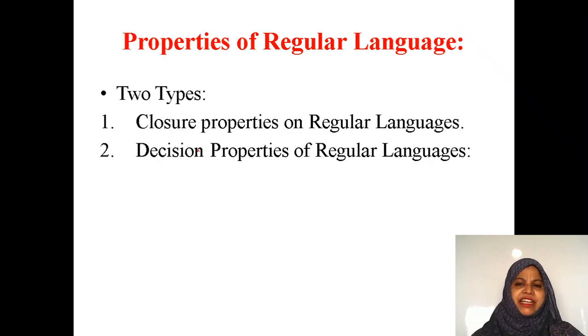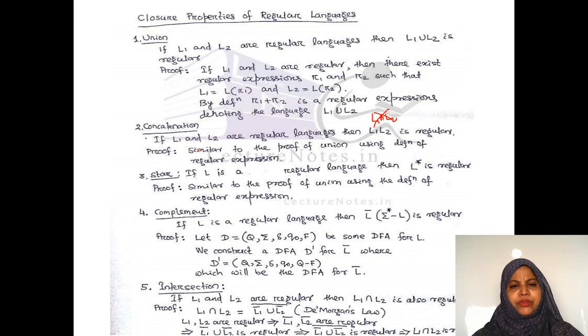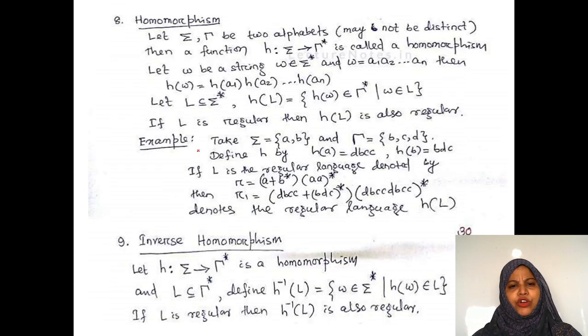Generally, I repeat, the properties of the regular languages are going to be divided into 2 parts. First one is the closure properties, second one is the decision properties. In closure properties, Kleene closure is there, positive closure is there, union, concatenation, star, complement, intersection, set difference, reversal, homomorphism, inverse homomorphism, all those are the properties of the regular languages.